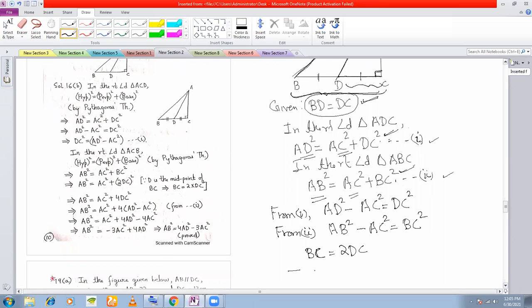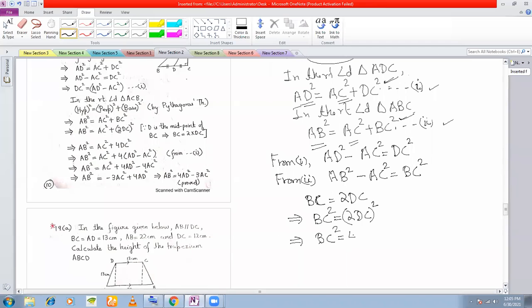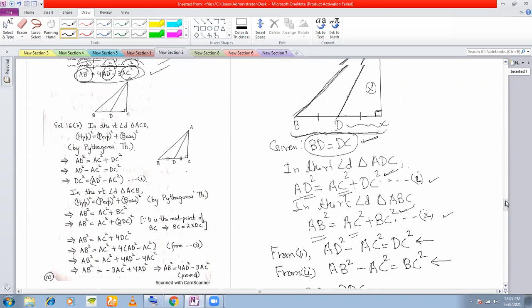Okay. So once this part is clear, now what you do, you square both sides. BC square is equal to twice DC whole square. Right? So what do you get? BC square is equal to 4 times DC square. Now what is the value of BC that you have from here? Put it here. AB square minus AC square. And what is the value of DC you have from here? 4 into AD square minus AC square. Right?